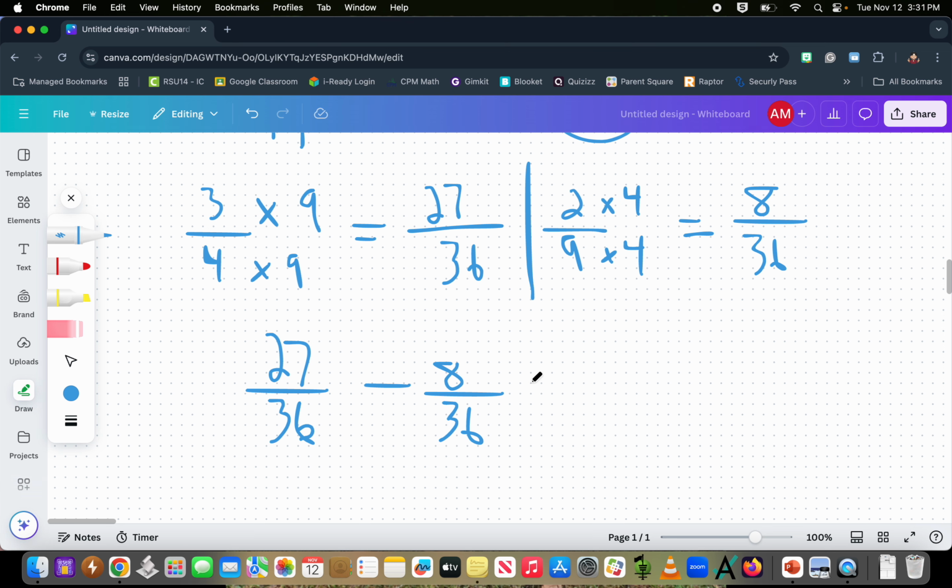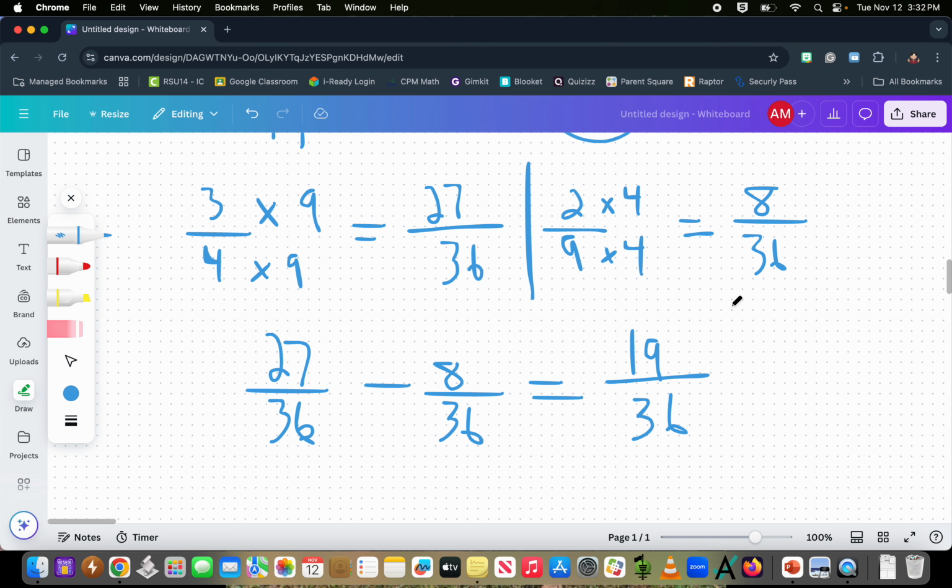And again, the first thing I'm going to do is bring my denominator over because that's going to stay the same. It's not going to change. We're not going to add. We're not going to subtract. We are going to subtract our numerators. And when we do 27 minus 8, we end up with 19 over 36.